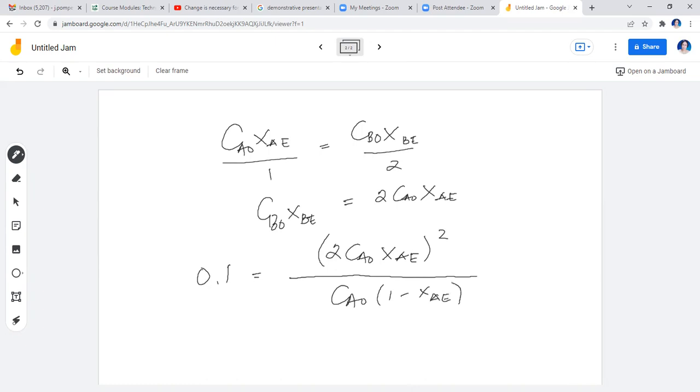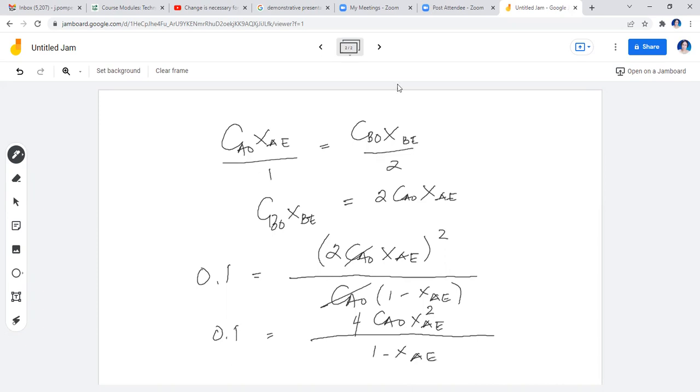But you can have it there as written as CaO minus CaOXAE. But we will have to substitute later a value that will lengthen the procedure. But you can write it that way or this way. It doesn't matter. Now in here, you can cancel the CaO. The purpose of me writing it this way is for me to cancel the CaO here and one of the CaO on top. So I will have 0.1 equal to 4 CaO XAE squared over 1 minus XAE here.